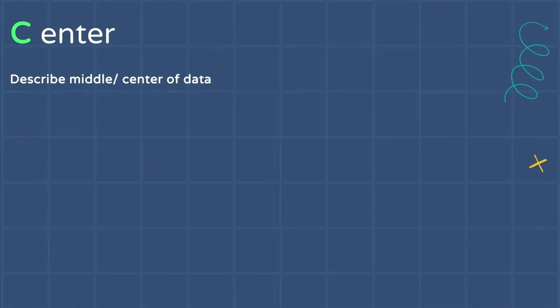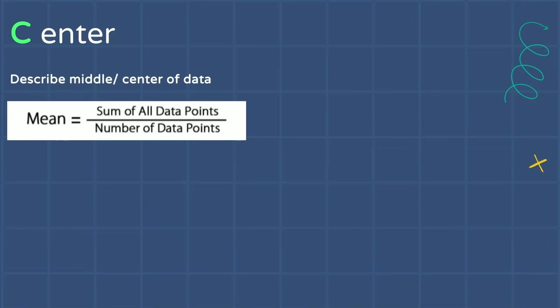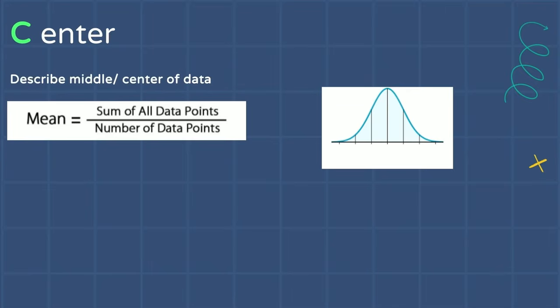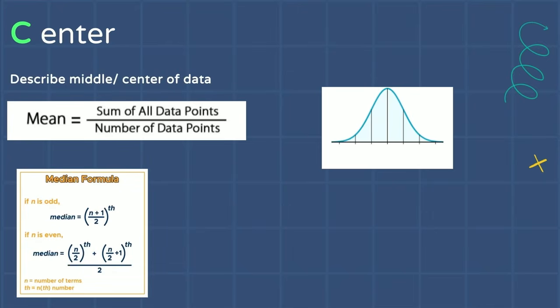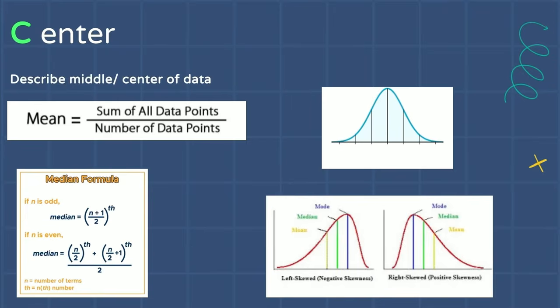C for center, which describes the middle, the center of the data. For mean, it's the sum of all the data points divided by the total number of data points. And that's for a normal distribution, which often we use means to describe. Like if we're describing the center for a normal distribution, we use mean. The median is essentially the middle value. These are formulas you can also use to calculate them or just find the middle of it.